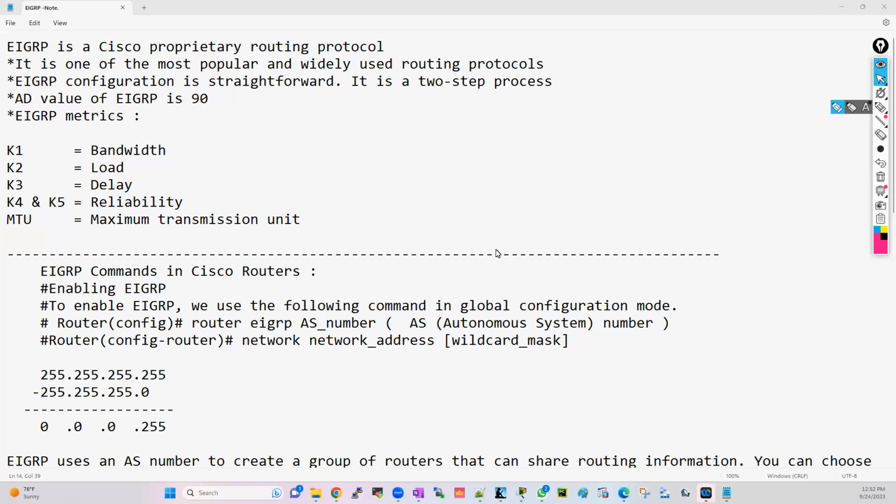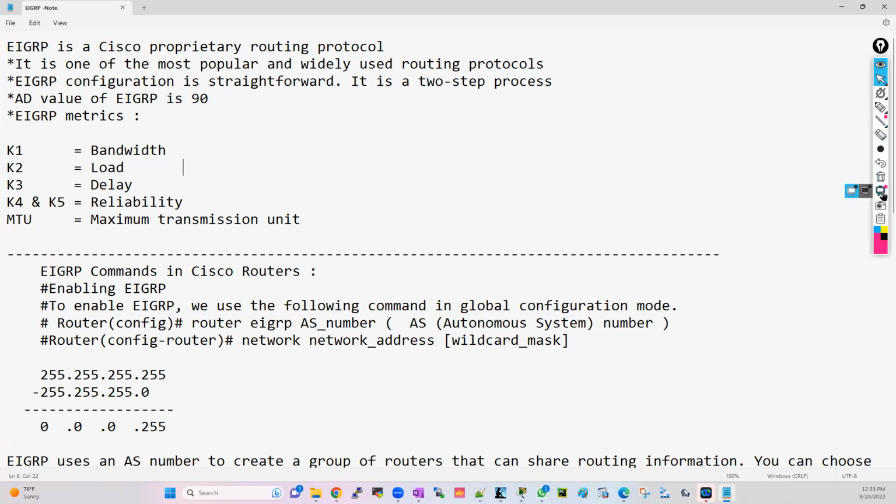So this is a continuation session for the routing protocols. We started with the definition of routing. We've discussed static route and dynamic routing. EIGRP is one of the most popular and widely used routing protocols in production. Most of the organizations make use of it.